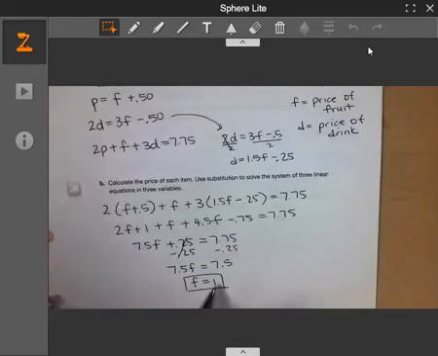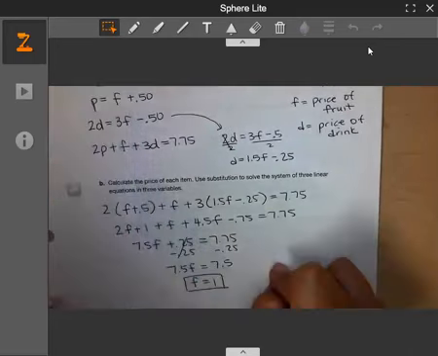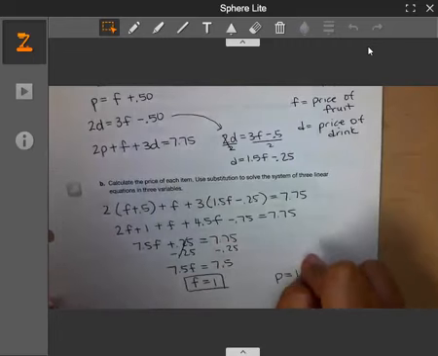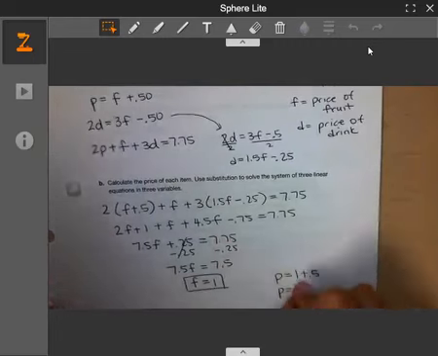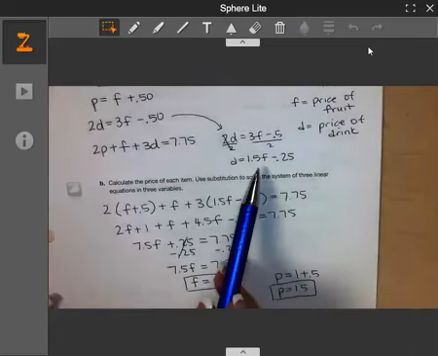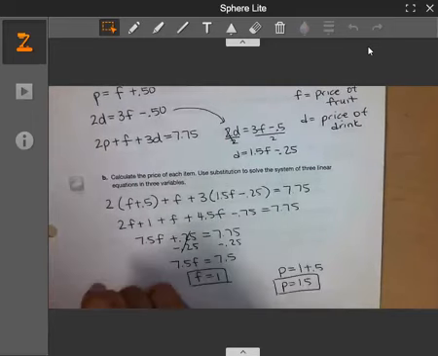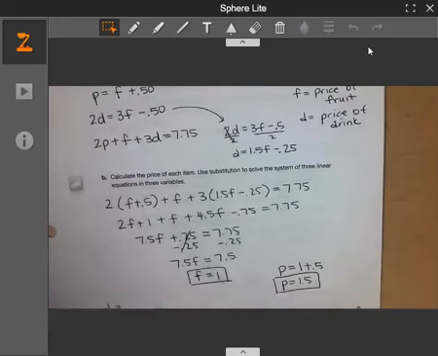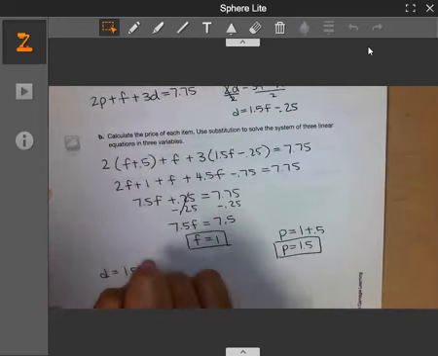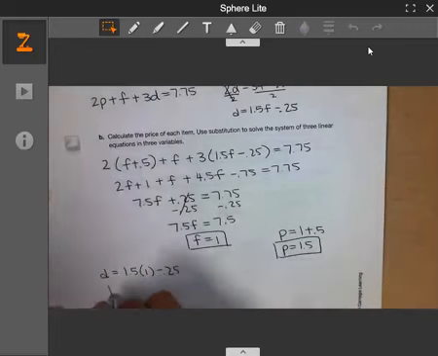So I'm going to take that F of 1 and I'm going to plug it in right here to get that P value, which is the price of the popcorn. So P is equal to 1 plus 0.5. So our popcorn is $1.50. And then we're going to plug it in right here for the F so that we can get the price of the drink. See that? 1.5 times 1 minus 0.25. So that's 1.5 minus 0.25, which is 1.25.